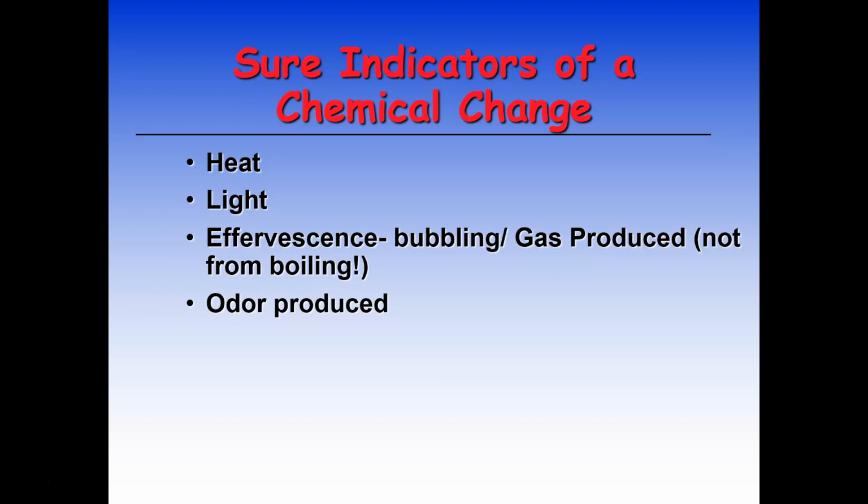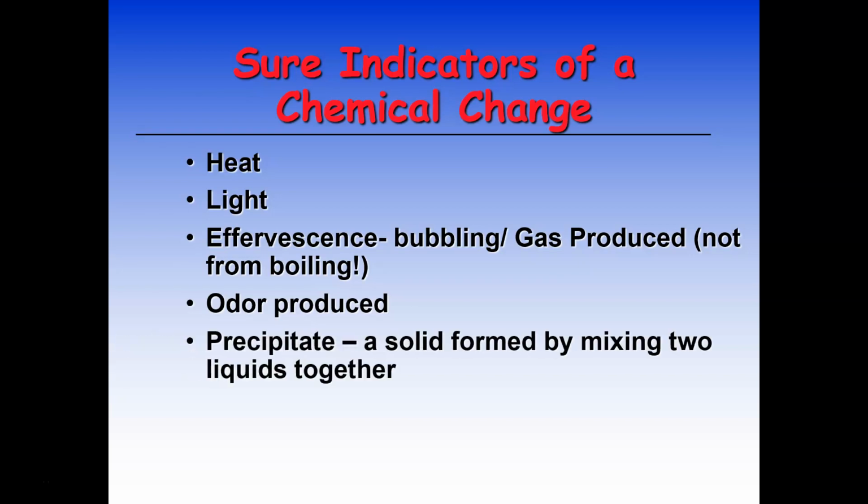And odor being produced. It smelled like one thing, you mixed it with something else, and it started to smell different. A precipitate, another vocabulary word for you, which is a solid formed by mixing two liquids together. And sometimes color. This one always gets students. The color of something is a physical property. And if I add food dye to something, even though I've changed its color, I have not changed its chemical properties. I have just added a color to it.